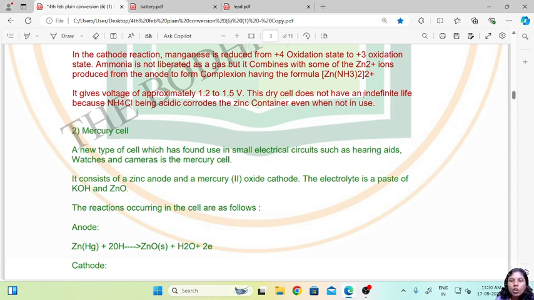These dry cells do not have an indefinite life because NH4Cl, being acidic, corrodes the zinc container even when not in use. So one point we had said is that it should be usable even when it is not in use, correct? What is happening here is that these dry cells cannot be used that way. Why? Because the ammonium chloride is acidic, and it corrodes the zinc container even when you are not using the battery.